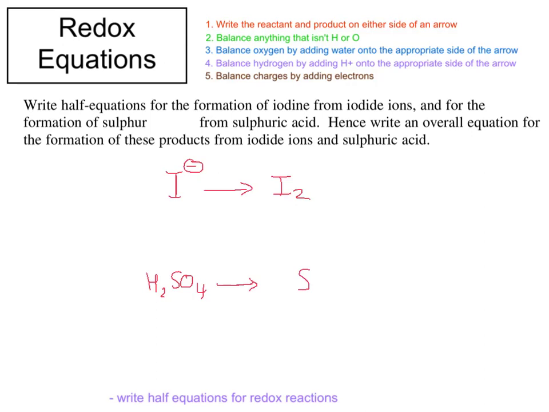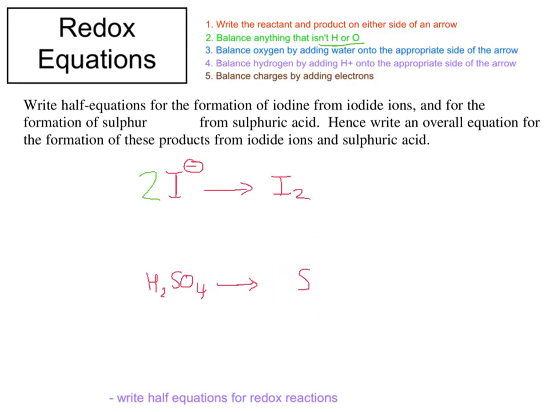The next step is to balance anything that isn't hydrogen or oxygen. In this first equation, we haven't got any hydrogen or oxygen, we've just got iodine. And the iodine is not balanced. We've got 2 on this side, and we've only got 1 on this side. So we need to put a big 2 in front of this iodide ion to balance the iodines. In this one, we've got sulfur as our other element. We've got oxygen and hydrogen, but we're not balancing those yet, we've just got sulfur. Now you can see there's 1 sulfur on this side and 1 sulfur on this side, so those are balanced.